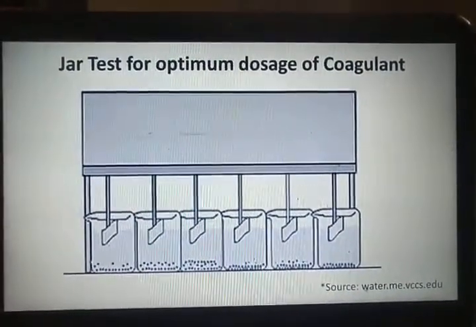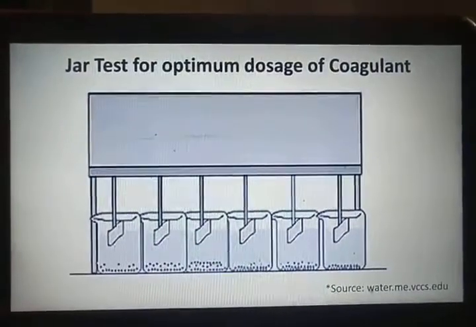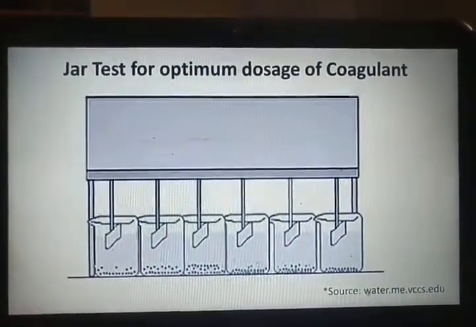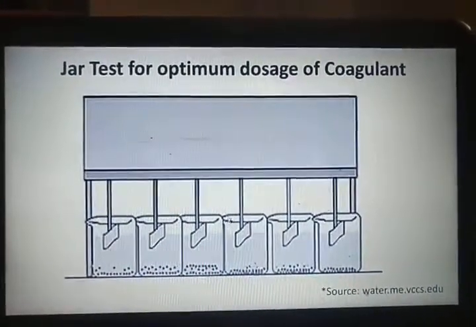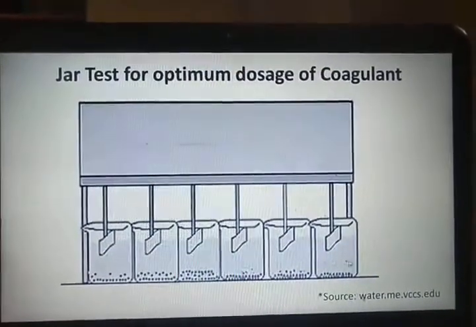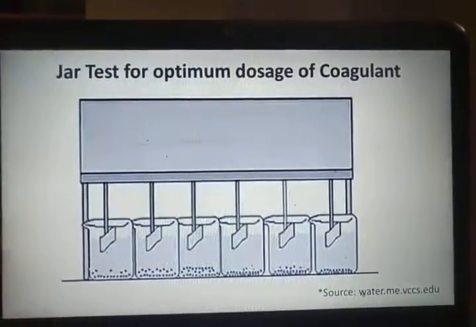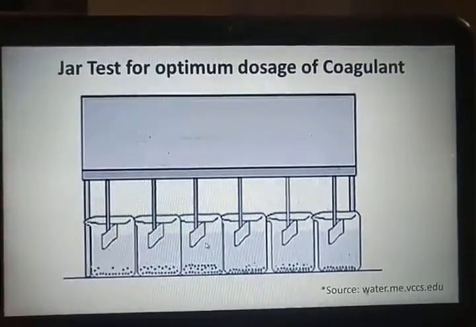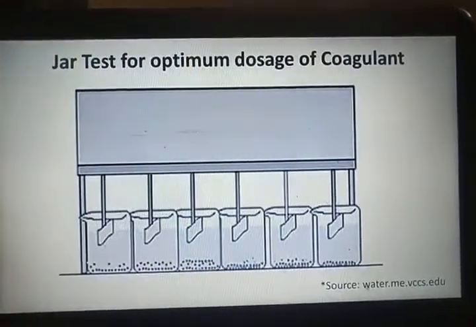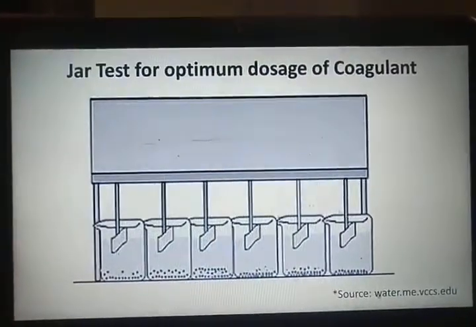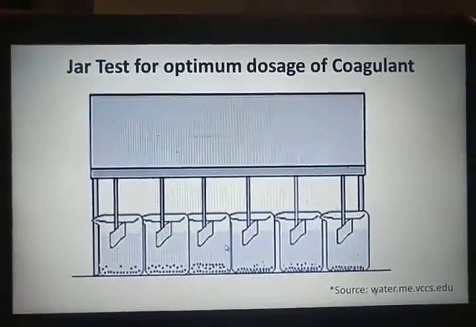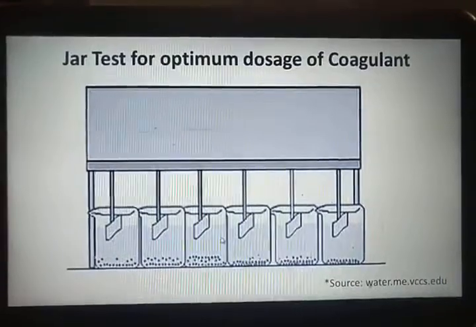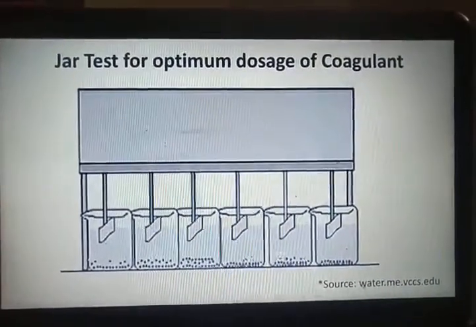Then afterwards we'll allow the floc formed to settle for 2 to 3 minutes, and we'll observe the turbidity in different jars. The optimum dosage is the one which settles maximum floc for minimum dosage. That is termed as the optimum dosage of coagulant.